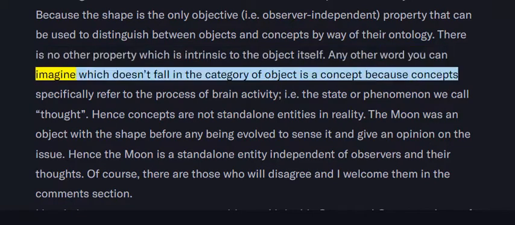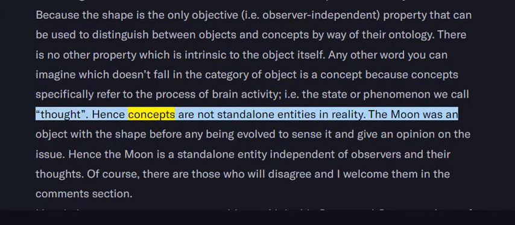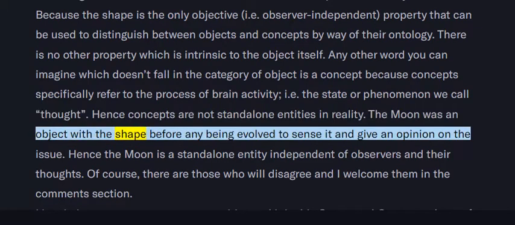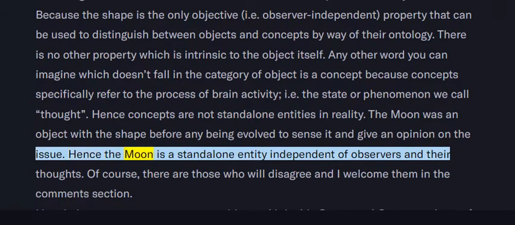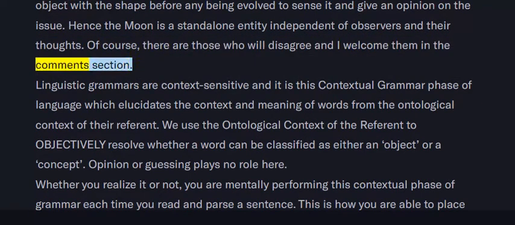Any other word you can imagine which doesn't fall in the category of object is a concept because concepts specifically refer to the process of brain activity, i.e. the state or phenomenon we call thought. Hence, concepts are not standalone entities in reality. The moon was an object with a shape before any being evolved to sense it and give an opinion on the issue. Hence the moon is a standalone entity independent of observers and their thoughts. Of course, there are those who will disagree, and I welcome them in the comments section.